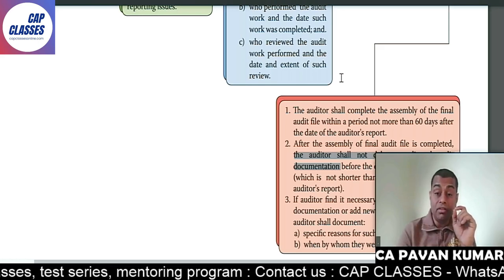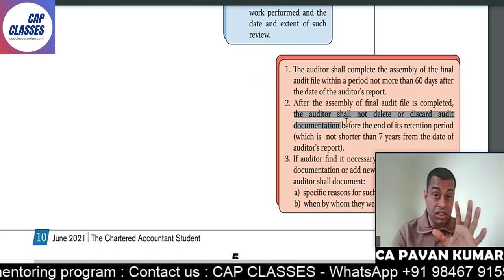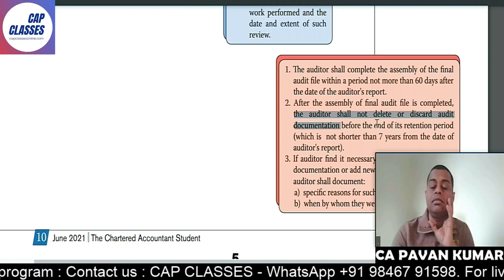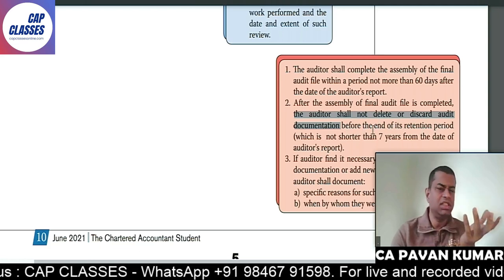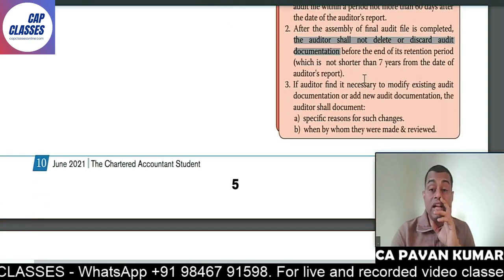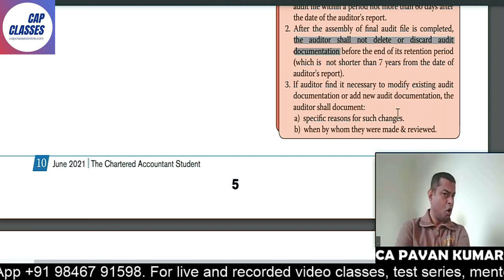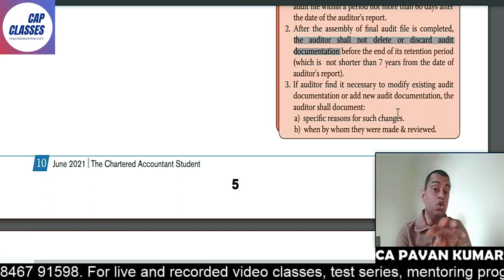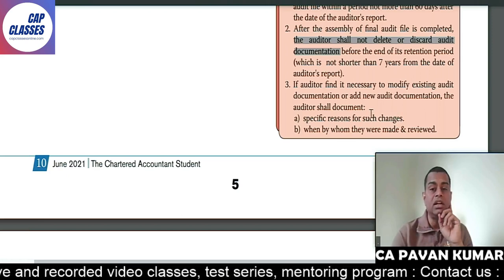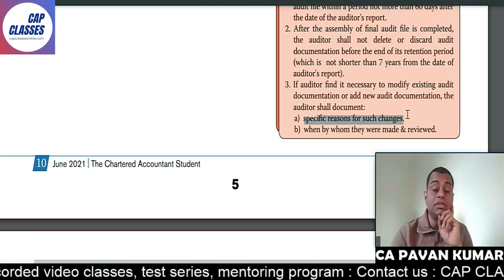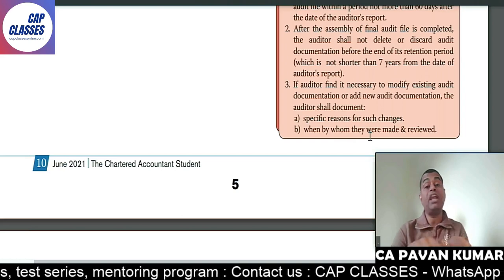So, my dear friend, don't delete the audit evidence. Don't delete audit documents. Don't discard them before the end of the retention period, which is 7 years and above. If the auditor finds it necessary to modify, Pavan sir, can I modify? Can I include some more data? Wait. Why are you doing that? First, give me the reason. What is the reason for such change? When and by whom these are made? When and by whom these are reviewed?